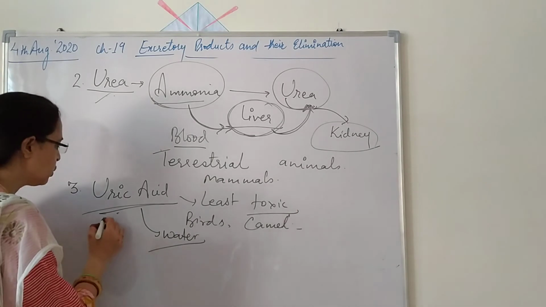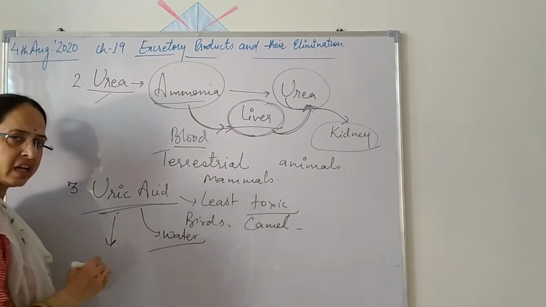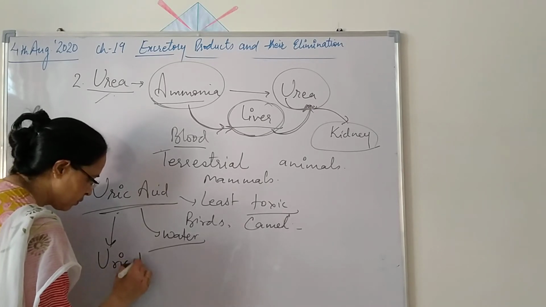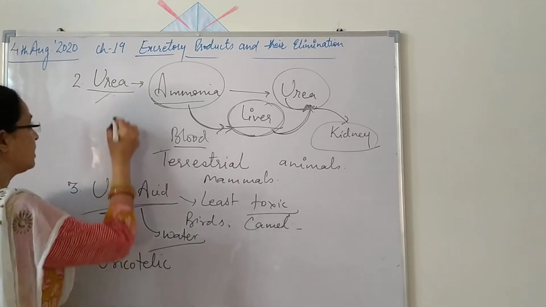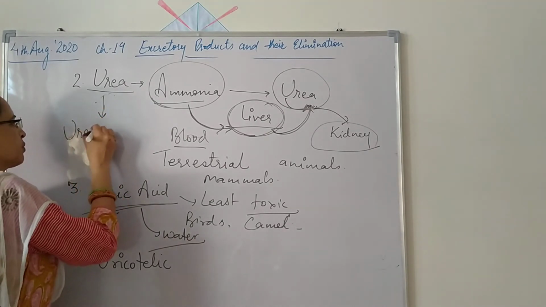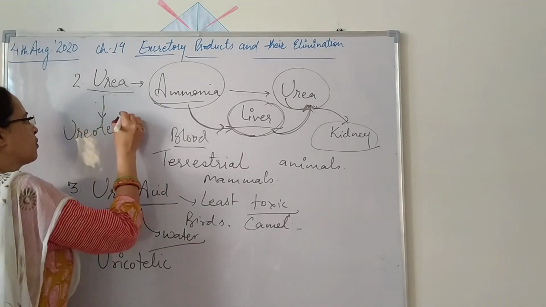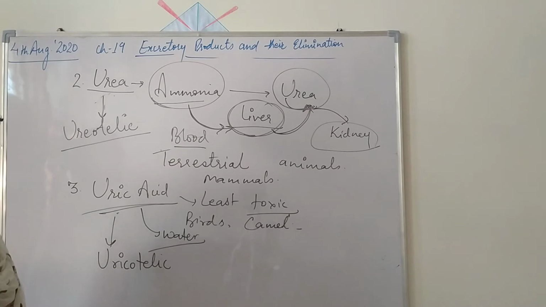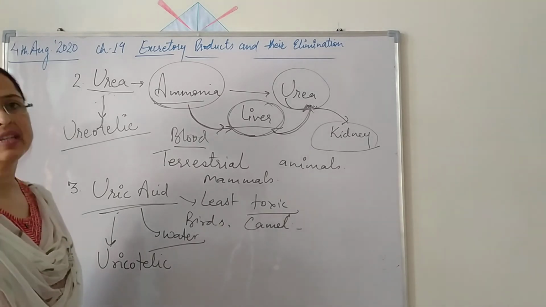The organisms that release uric acid are called uricotelic, and those that release urea are called ureotelic. These are the nitrogenous waste compounds which are formed in the organism's body according to their natural habitat.